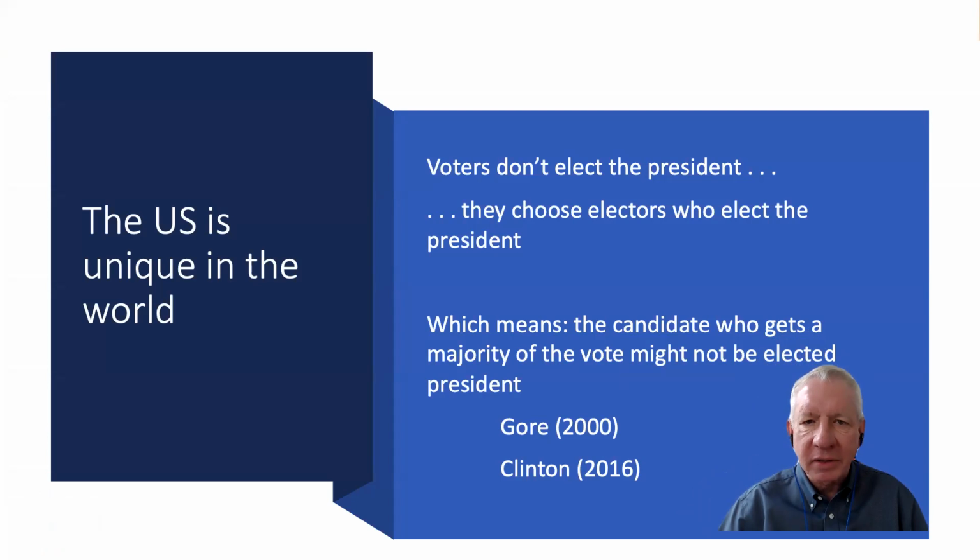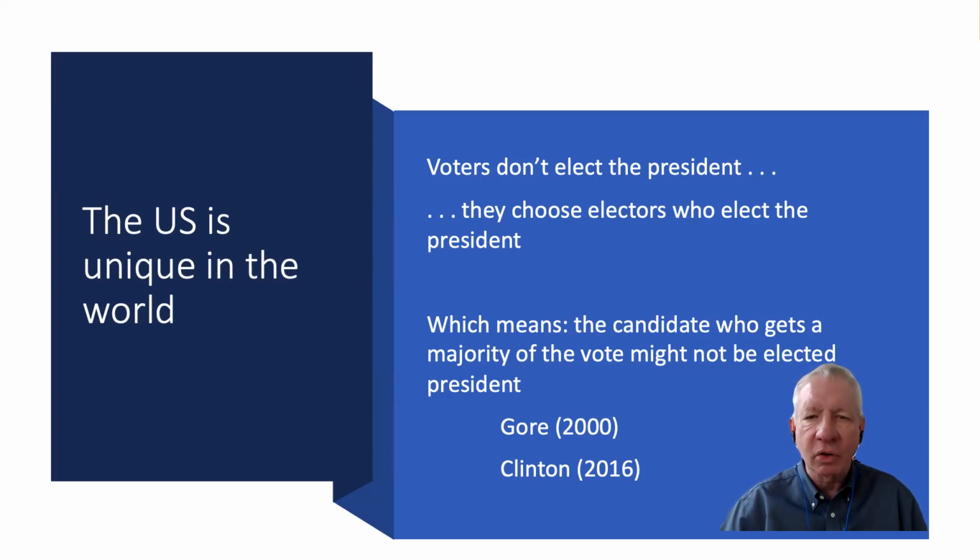To understand the basics, it's that the voters in the United States don't really elect the president. What we do when we go to the polls is we elect, although it's not really clear usually when we look at the ballots, we choose electors that are committed to individual presidential candidates. So we elect electors, the electors elect the president. That means that the candidate who gets a majority of the vote may not necessarily be the one who becomes president of the United States.